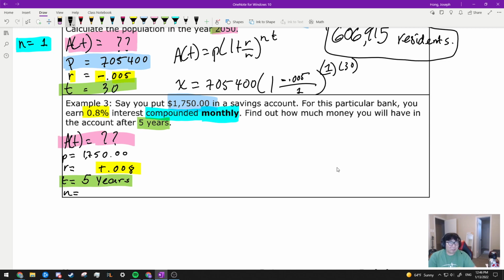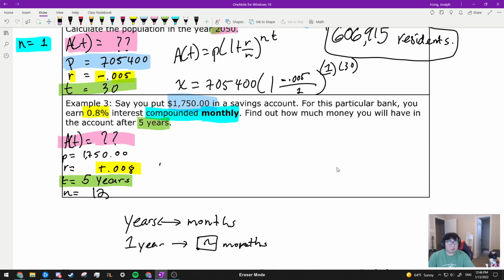Because now I have to question myself, well, what's the relationship between years and months? So 1 year is the same as how many months? Months. And this is going to be my n, which is right here. Well, that's 12 months. So that's why my n is going to be 12.